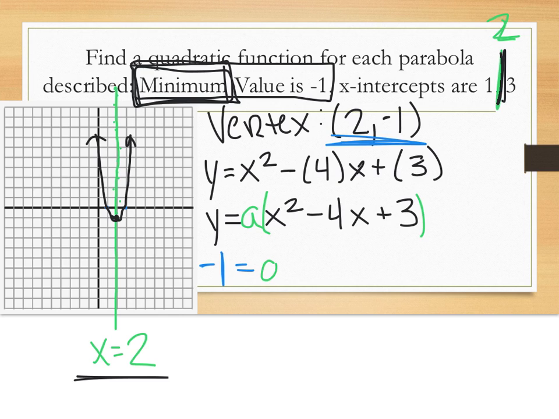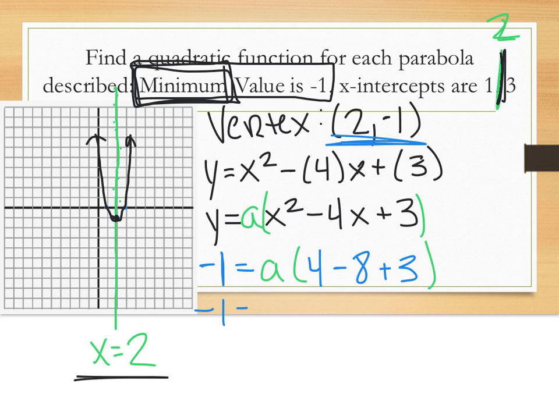We're trying to figure out if there's an a value. Are we vertically shrunk or are we vertically stretched? And then instead of x, you're going to plug in 2. So instead of x squared, it's 2 squared, which is 4, minus 4 times x, so it's 4 times 2, which is 8, and then plus 3.